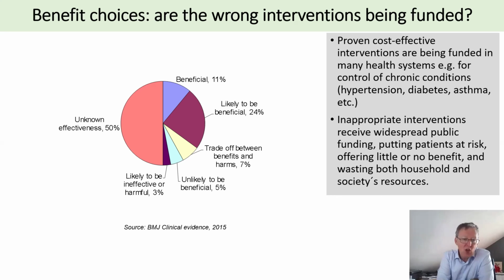Okay, the big standout is unknown clinical effectiveness, 50%, the left side of that pie chart. Not surprising, right? It's quite a job to produce that evidence. Top right, 11% beneficial, 24% likely to be beneficial. Let's zoom in on the bottom, like 4, 5, 6 o'clock there: likely to be ineffective or harmful, 3%, unlikely to be beneficial, 5%, and another 7% some trade-offs, around 15% there. And I'm not going to read the text out on the right, but this is what I'm speaking to.